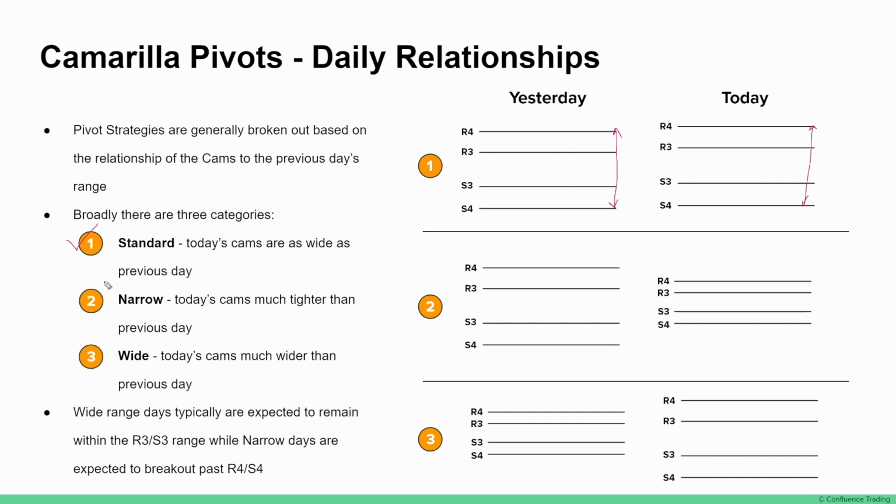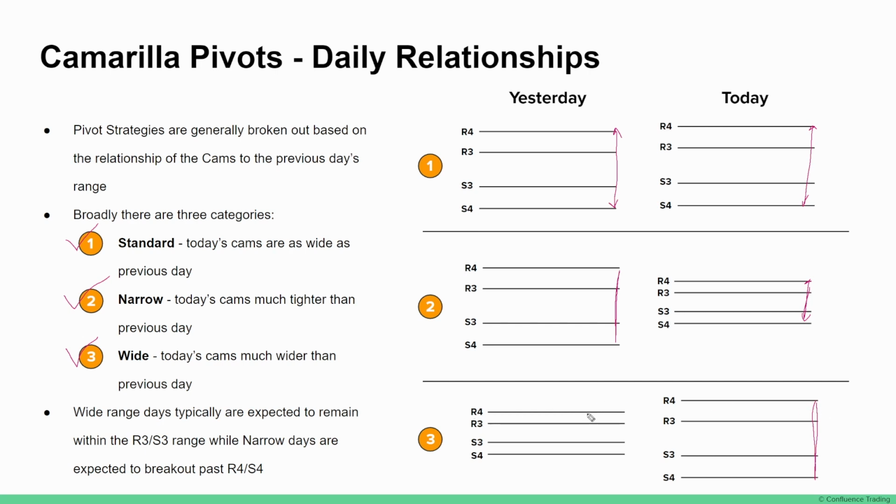The second day that you'll need to focus on is the narrow day. Narrow days are very obvious, and they should be very visually obvious, but it's when, again, this distance between R4 and S4 is much tighter today than it was on the previous day. And then the last one that you want to focus on are wide cam days. And again, this is basically just the inverse of the narrow, but you'll see a much wider distance in today's range than you did in the previous day's range.